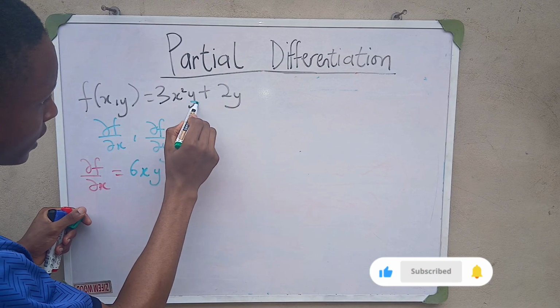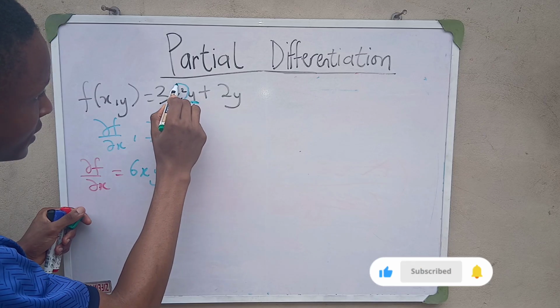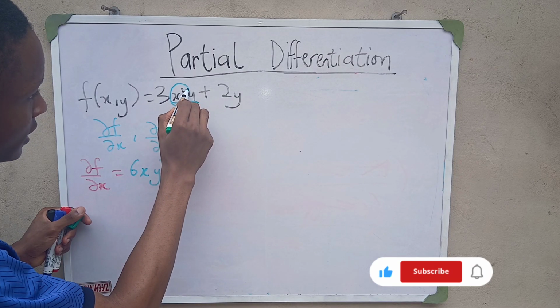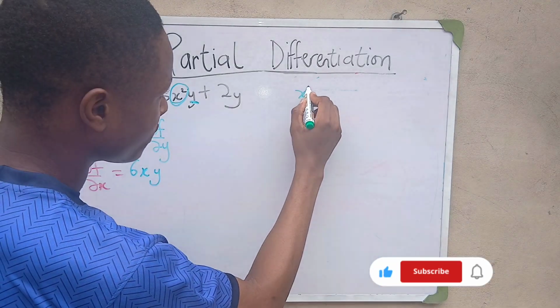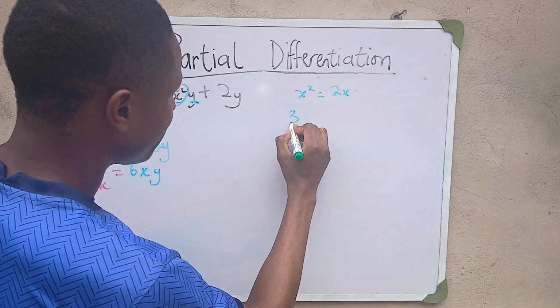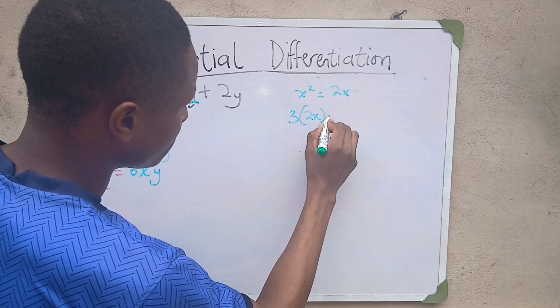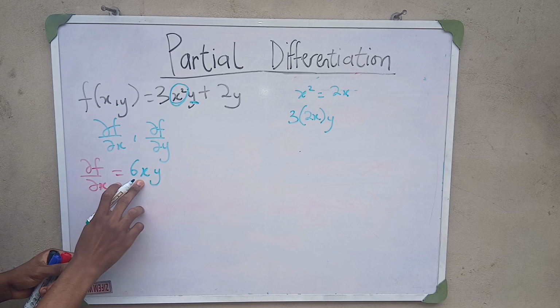y is a constant. We are not going to touch this. What we are differentiating is only this. That is why we have 6, because differentiating x squared, we'll be having 2x. So that is, we will be having 3 into 2xy, which is 6xy. So that is how we had 6xy.